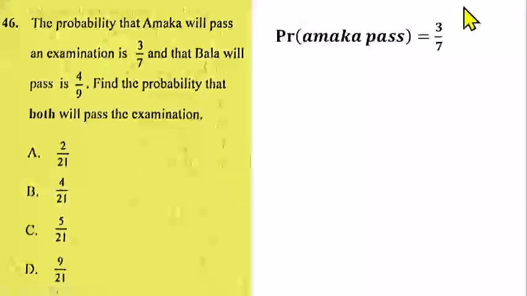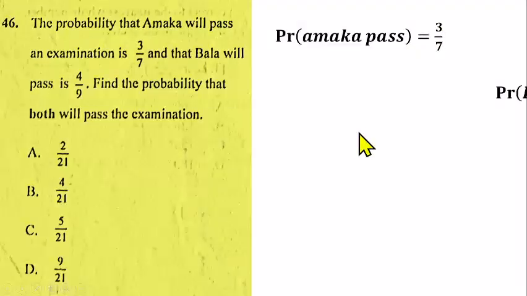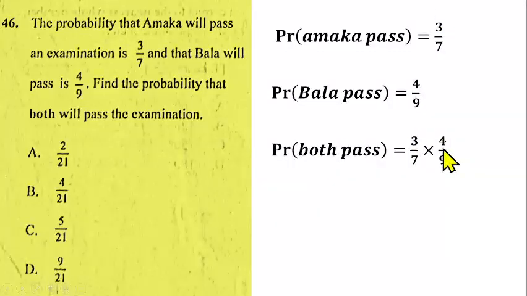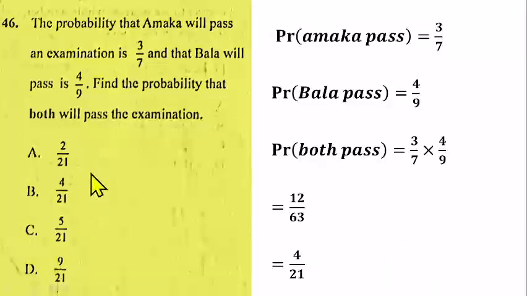So the probability that Amaka passes is 3/7. The probability that Bala passes is 4/9. The probability that both of them will pass will be the probability of Bala multiplied by the probability of Amaka. So that should give us 12/63. Or you can just reduce: 3 can go into 9, that gives us 3. So that gives us 4 over 3 times 7, which is 21. That gives us 4/21, which is option B for question number 46.